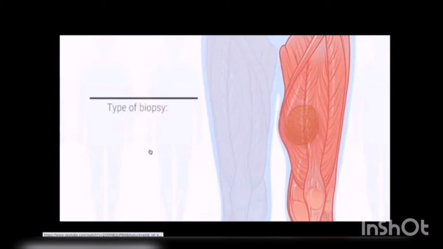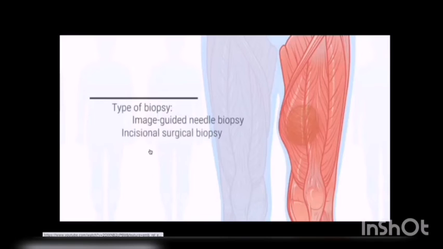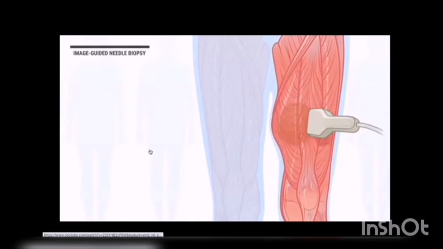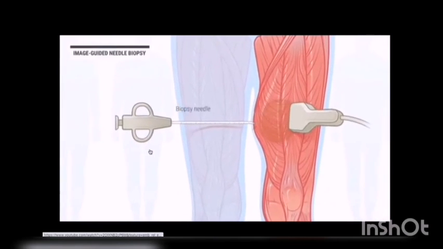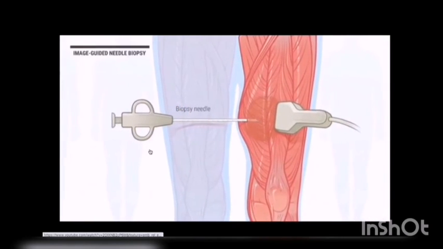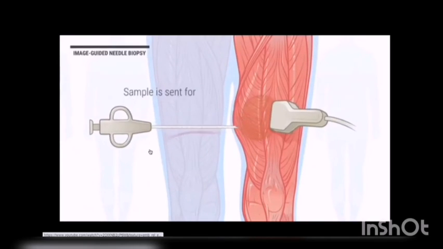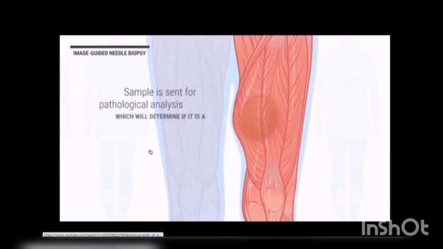When an experienced orthopedic oncologist discovers what they believe is a soft tissue sarcoma, the surgeon will first decide which type of biopsy is best for the individual patient, an image-guided needle biopsy or an incisional surgical biopsy. Image-guided needle biopsy is a technique where the surgeon inserts a biopsy needle into the sarcoma with the aid of imaging technology, such as ultrasound, ensuring the needle is placed correctly. After, the sample is sent for pathological analysis, which will determine if it is a soft tissue sarcoma.